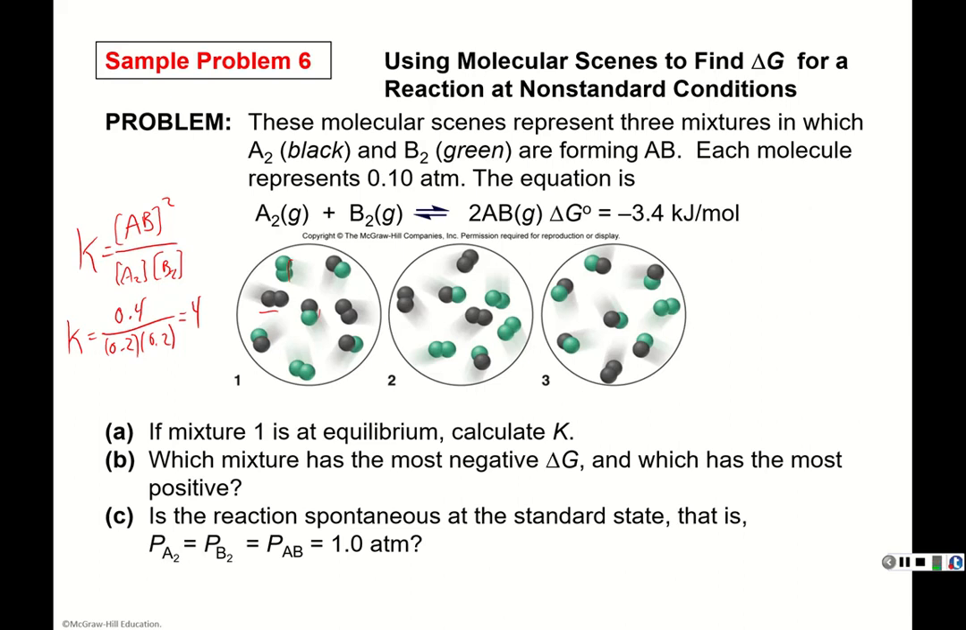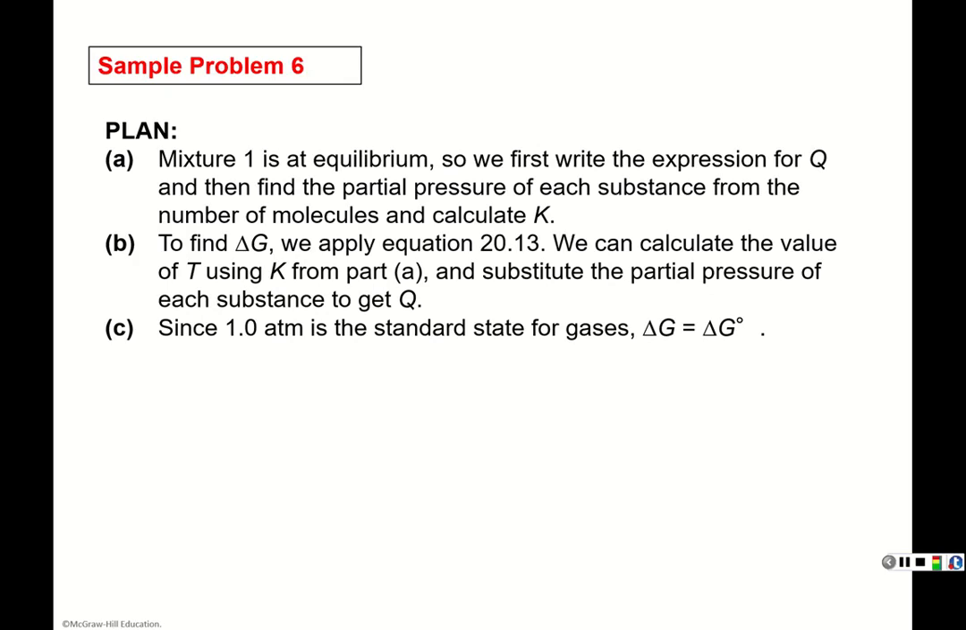Okay, so part B, which mixture has the most negative delta G? And which has the most positive? Well, to do that, we would need to actually calculate those delta G's. So how do we do that? I'm going to move it to this slide, give more room.